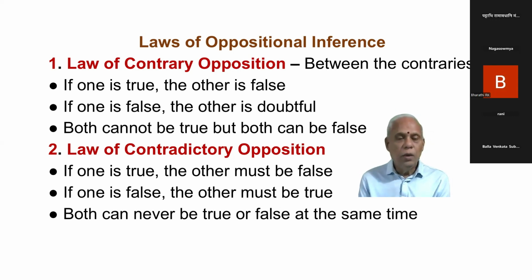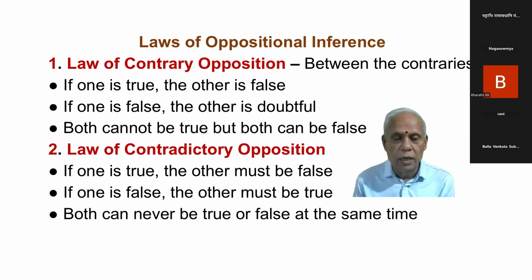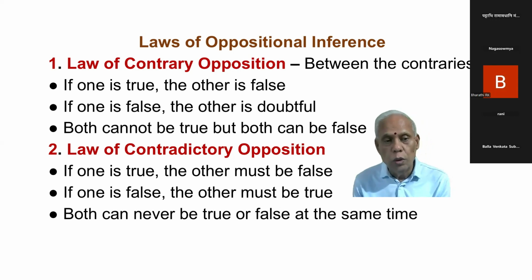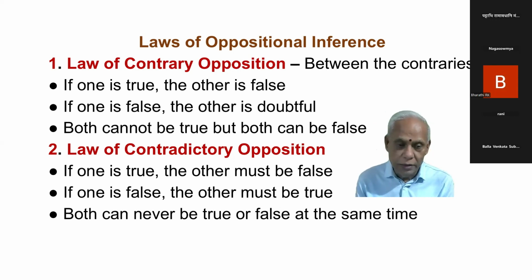Yes, A and O, and E and I are contradictories. Now what can be the laws relating to these things? If one is true, the other must be false. What is A? All are good. What is O? Some are not good.